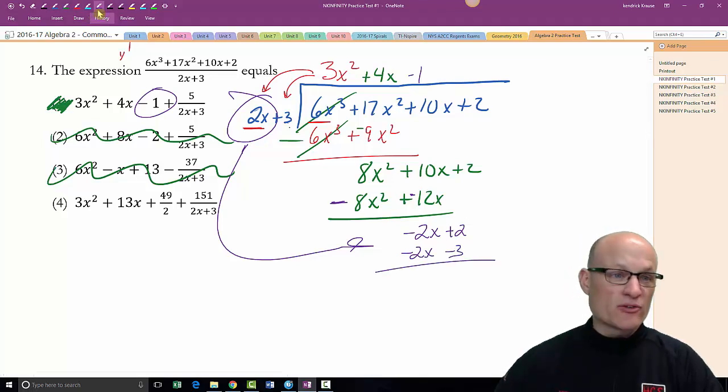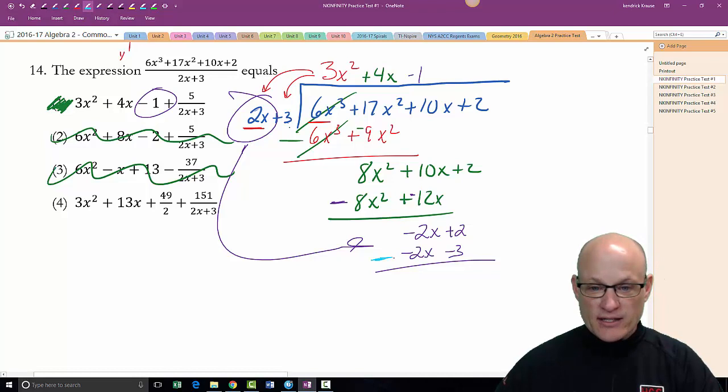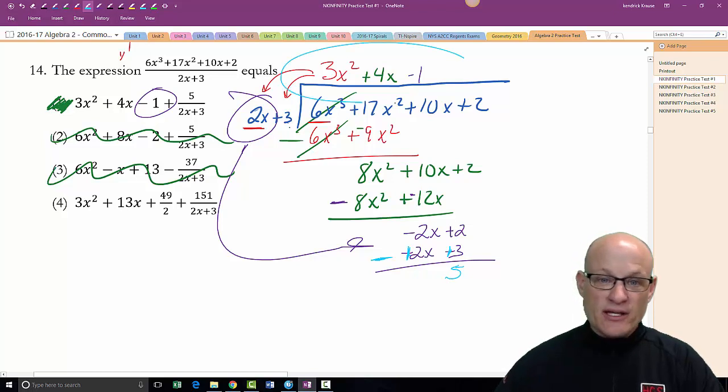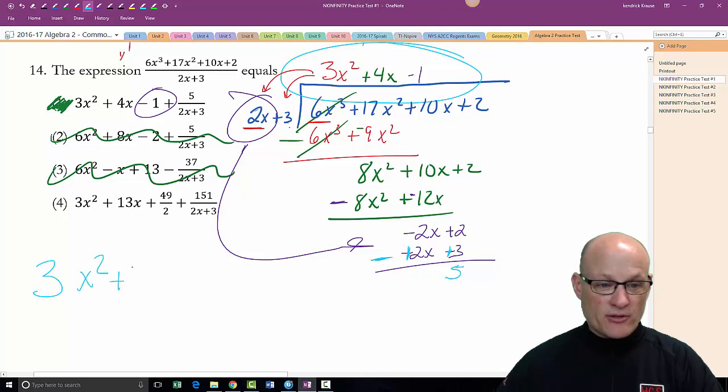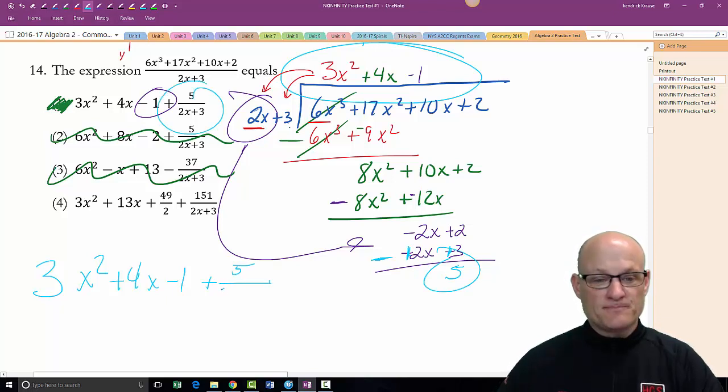This gives me, and don't forget, we're going to subtract. Here comes the hard part. Subtract, changes this to a plus, changes this to a plus, and makes this 5. So divided by this, 3x squared plus 4x minus 1, but because it's a positive, plus 5 over 2x plus 3. And that's that answer. Now, I wonder if there's a way to cheat. I think there is.